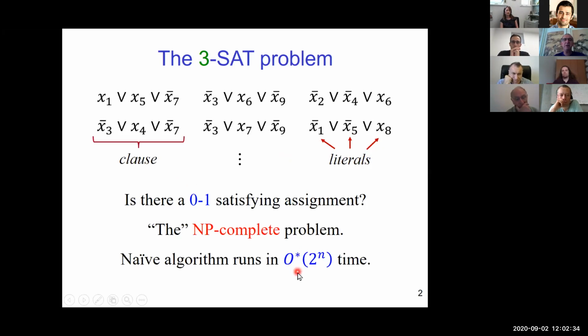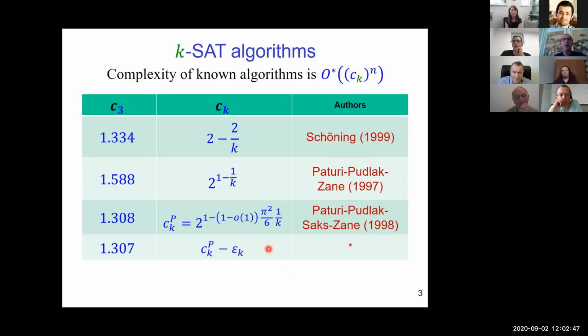The naive algorithm simply enumerates over all 2 to the n truth assignments, and the running time, of course, is O star of 2 to the n. And the question is, can we do better than that? So there's a long line of works, and this is a very selective bibliography, but I'll just mention things that are relevant to what we'll be talking about. All running times are, of course, exponential. So when we talk about KSAT, the running time would be of the form C sub k to the n. So I'll only state the results for the constant C sub k.